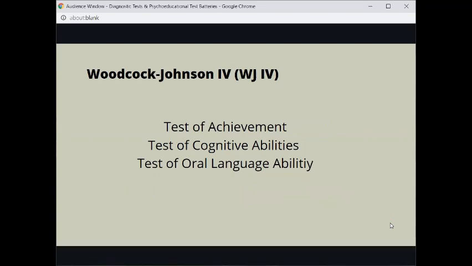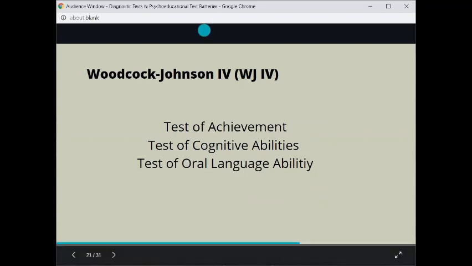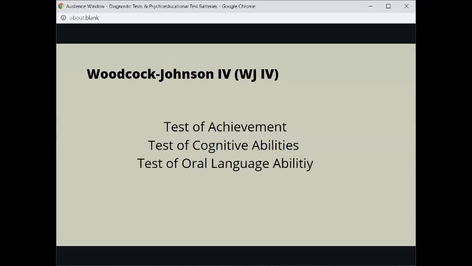The Woodcock-Johnson 4, or WJ4. Compared to WJ3, where it has two co-normed batteries, the test of achievement and test of cognitive abilities, Woodcock-Johnson 4 has a third co-normed battery where it combines the test of achievement and test of cognitive abilities to measure oral language ability. Test of achievement is an individually administered norm-referenced instrument that is useful for screening, diagnosing, and monitoring progress in reading, writing, and mathematics. Test of cognitive abilities is a comprehensive series of exams designed to measure general intellectual ability as well as academic achievement, scholastic aptitude, cognitive abilities, and oral language.